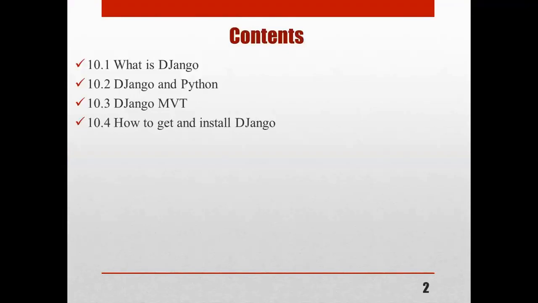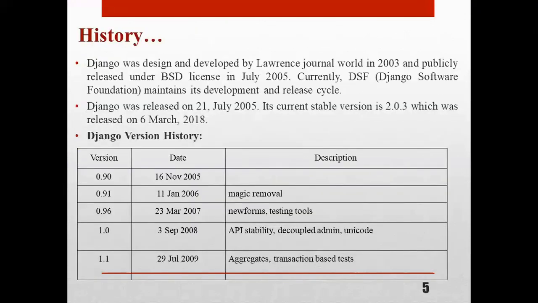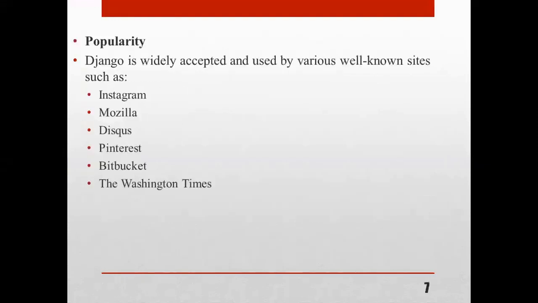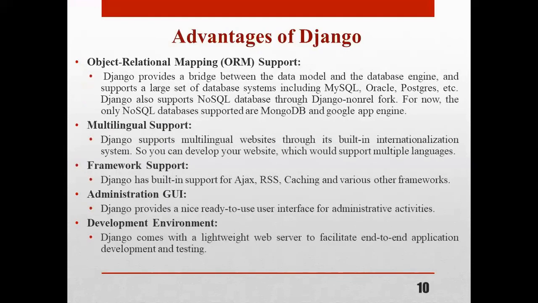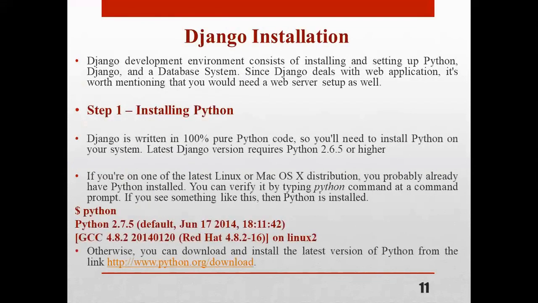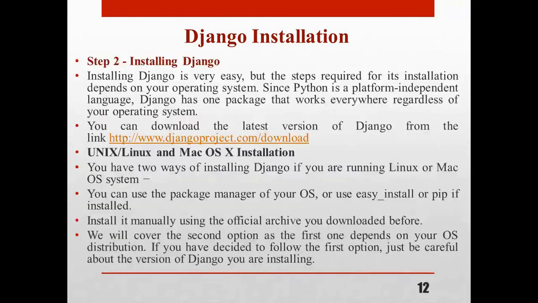Chapter number 10: what is Django, Django with Python, Django MVT, how to get and install Django. In the last session, we saw what Django is, how to get and install Django, the features, history, popularity and advantages of Django, and the installation process for Django on the Linux and Windows platforms.